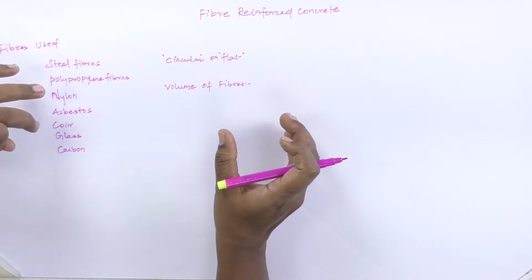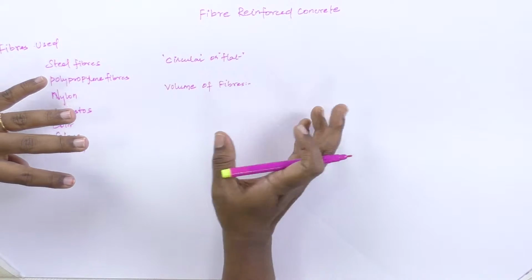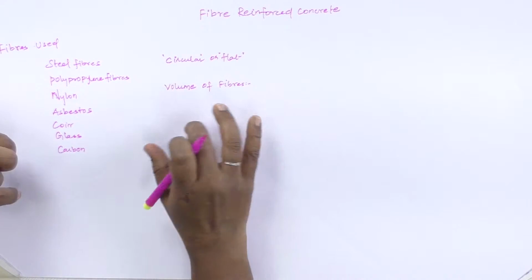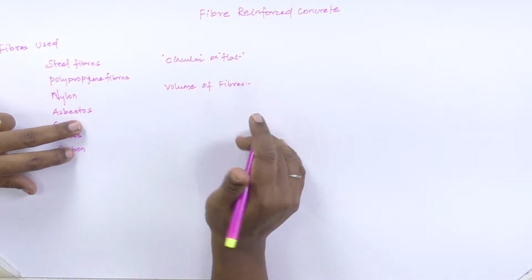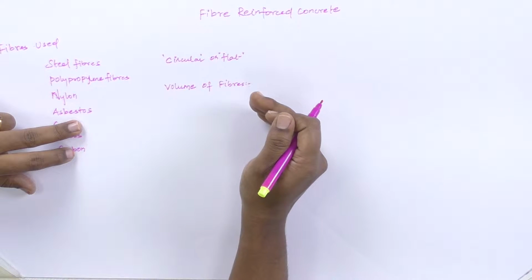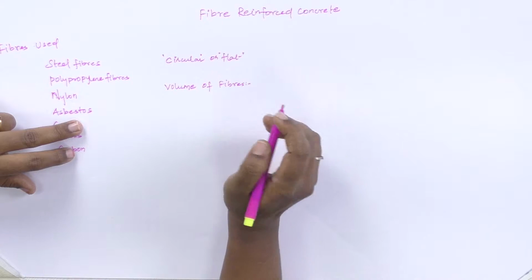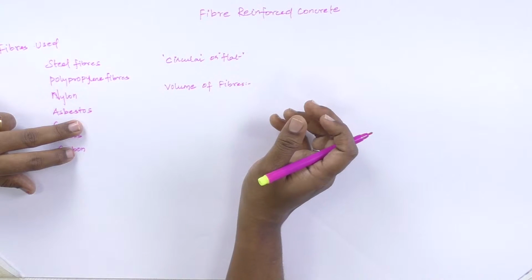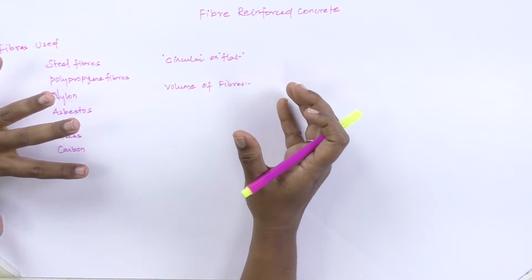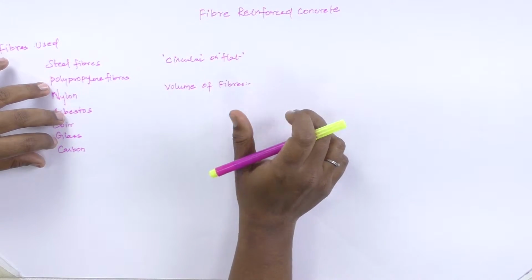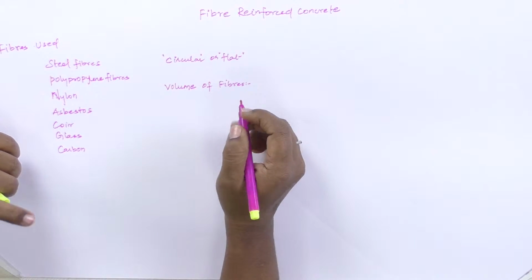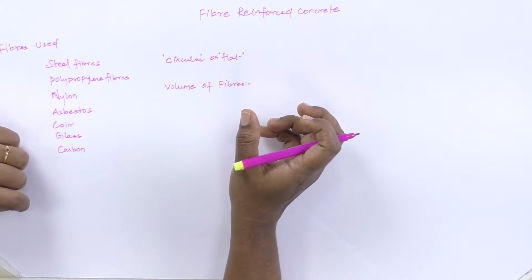Next, the volume of fibers. How much volume of fibers should I use in a fiber reinforced concrete? That is determined by the parameter volume of fibers. If the volume of fibers increases, it increases the tensile property of concrete, but a higher percentage of fibers will also lead to harshness of the mix and segregation of the mix.